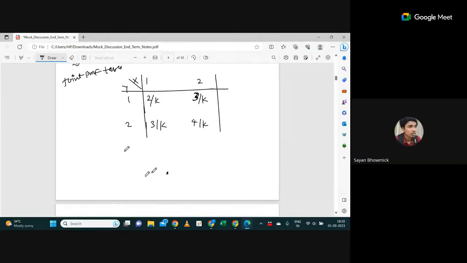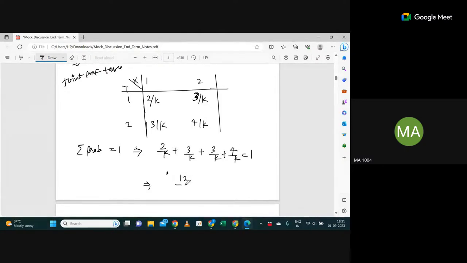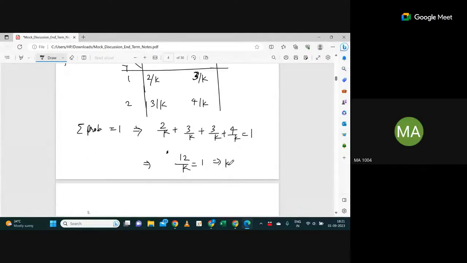Sum all these. Sir, the sum of the table values would be 1. Sum of all the probabilities should be 1. Okay. Sum of all the probabilities should be equal to 1. So that means 2 by k plus 3 by k plus 3 by k plus 4 by k should be equal to 1. So that means 12 by k equal to 1. Right, sir. So k I got as 12.